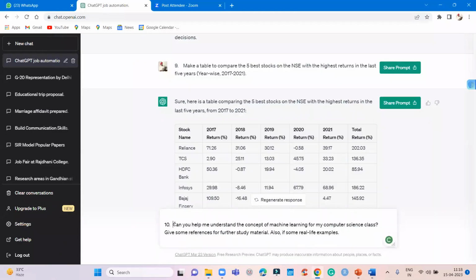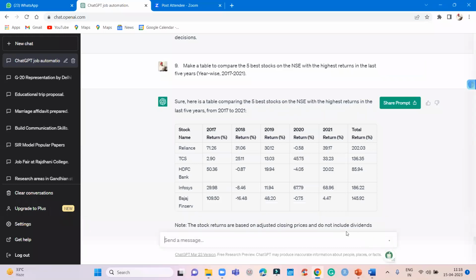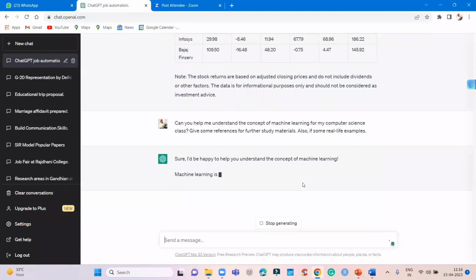So I have something different now again. Can you help me to understand the concept of machine learning for my computer science class? Give some references for further study materials, also some live examples. So you are going to begin this. Let's see how it helps you to build your concept.